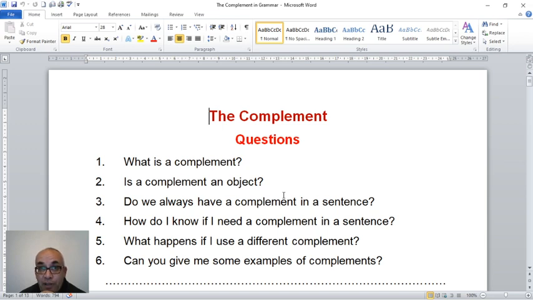I give you some of the answers if you can remember. Do we always have a complement in a sentence? How do I know if I need a complement in a sentence? What happens if I use a different complement? Can you give me some examples of complements? So think about the answers, just maybe for a while, and then I will explain the answers to you.